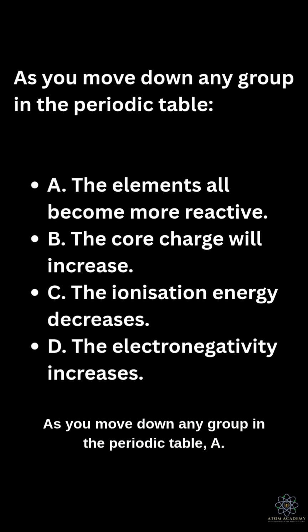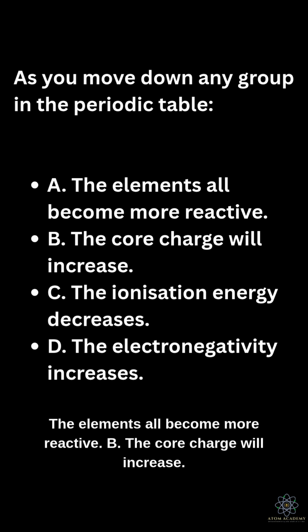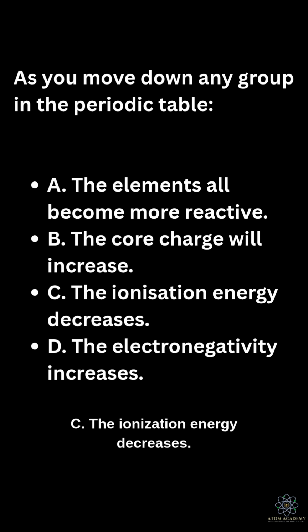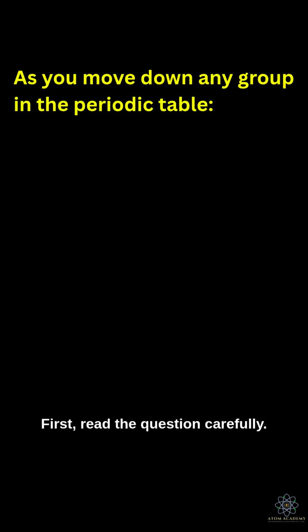Let's take an example question. As you move down any group in the periodic table: A, the elements all become more reactive. B, the core charge will increase. C, the ionization energy decreases. D, the electronegativity increases. First, read the question carefully.